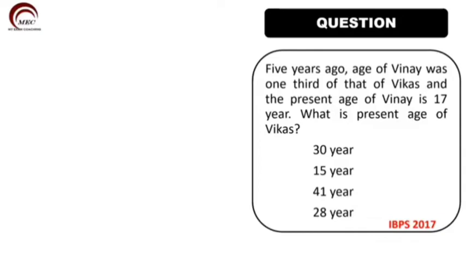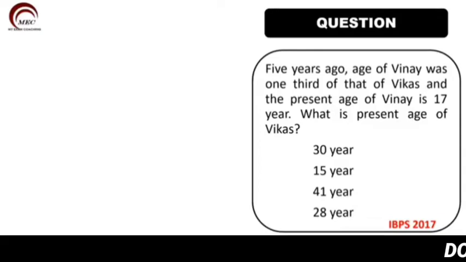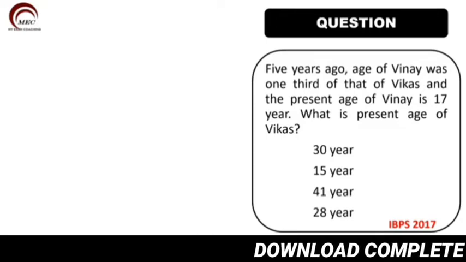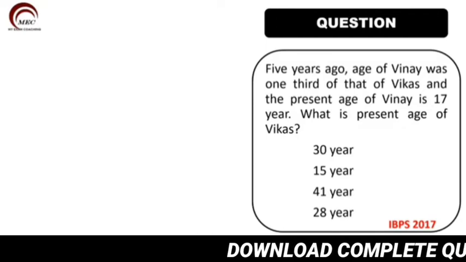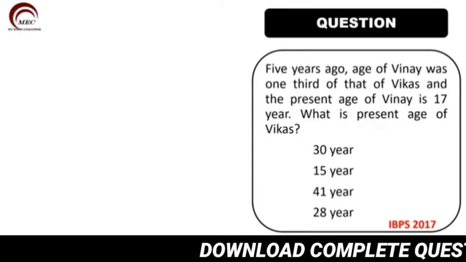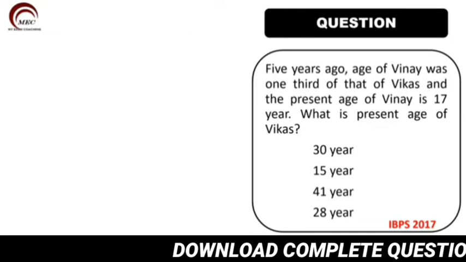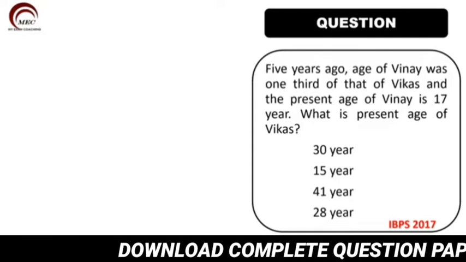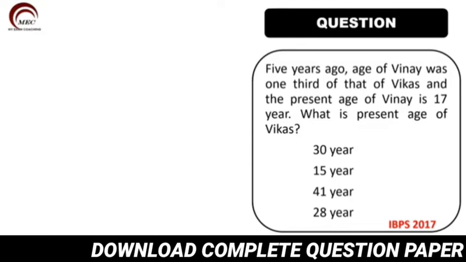So here is your first question. 5 years ago, the age of Vinay was 1/3 of that of Vikas, and the present age of Vinay is 17 years. What is the present age of Vikas? When we talk about ages, words like ago and hence are very common and have importance. The basic concepts of problems based on ages we have already discussed in the previous video. If you have not watched that video, the link is given in the description. You can watch that. After watching that video, if you solve these questions, it will be very helpful for you.